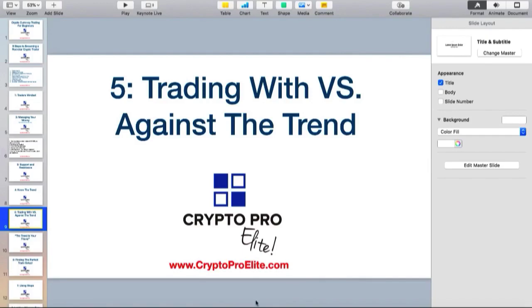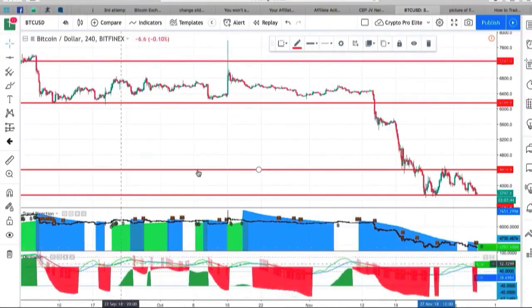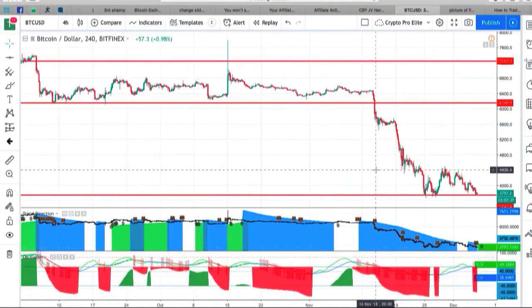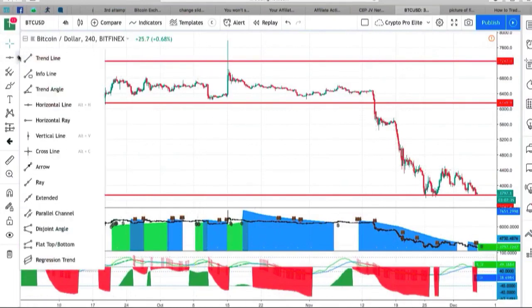But in this process, let's go back to my charts here, and let's talk about the dangers of not doing this the right way. Okay, you want to make sure, and I just accidentally deleted that line here. Okay, let's put that back on here.